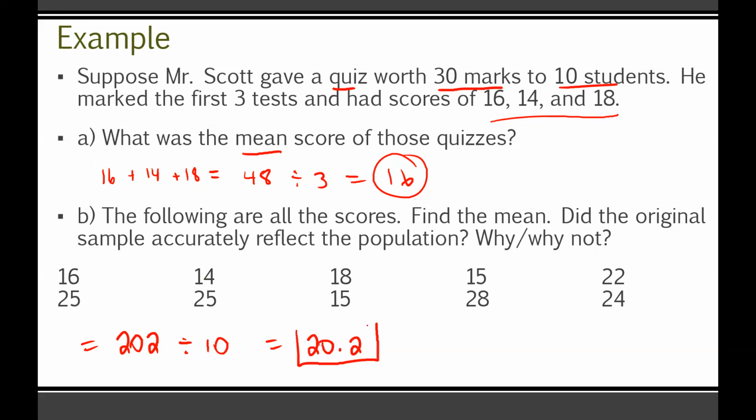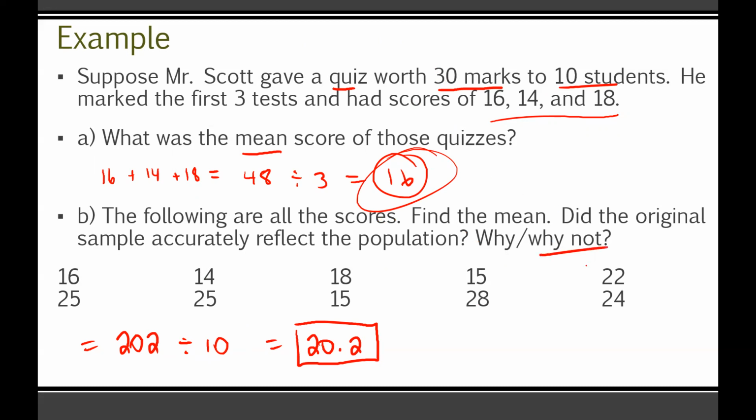So 20.2 is the mean score on that quiz. 20.2 out of 30. That was the mean grade that someone got on that quiz. So kind of interesting. Did the original sample accurately reflect the population? Well, obviously it didn't, because in the original sample we had a mean of only 16. But when we did the whole population here, it was 20.2, and that's quite a reasonable amount off, especially when the whole thing was out of 30.